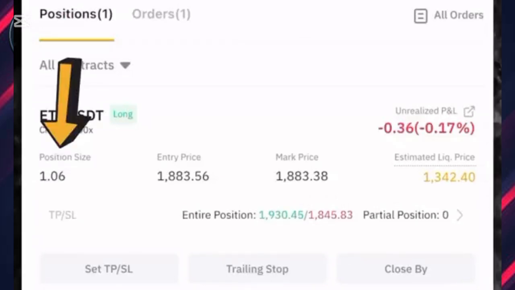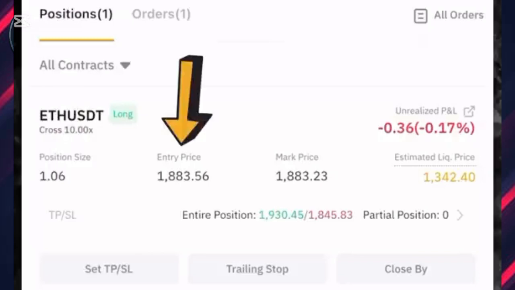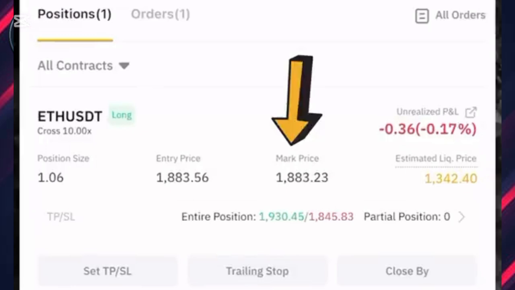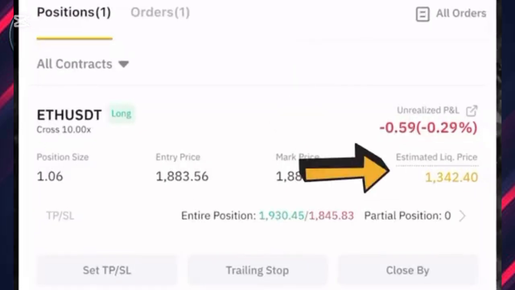And when you have position size, it's showing you the amount of ETH you are trading. That's 1.0 ETH, and that's because, don't forget, we used $2,000 for this trade. And if you check where you have entry price, that's showing you the price at which you entered the trade. And where you have mark price, that's showing you the current price of the market. And where you have estimated liquidation price, that's the price at which you're going to get liquidated. So you need to take note of that.